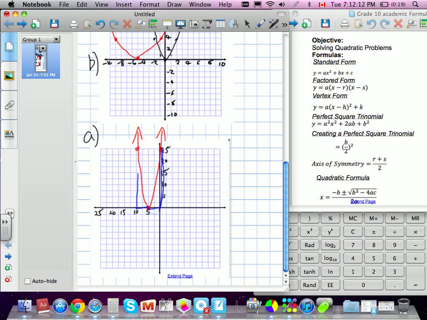Even though it looks a little different from what we're used to seeing, because of the increments, that's the one we're going for. So we always got to try to pay attention to if it's been compressed or stretched. You're right, C and D didn't make sense at all.